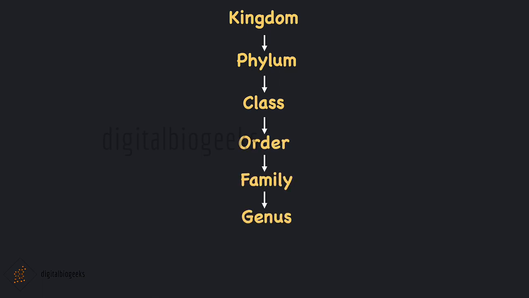Let's review the taxonomical categories in the descending order once again. First is the kingdom, then comes the phylum, then class, then order, then family, genus, and the last category is the species. That's it about the chapter Living World.